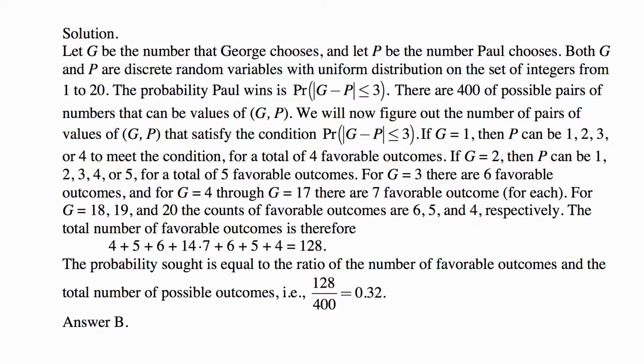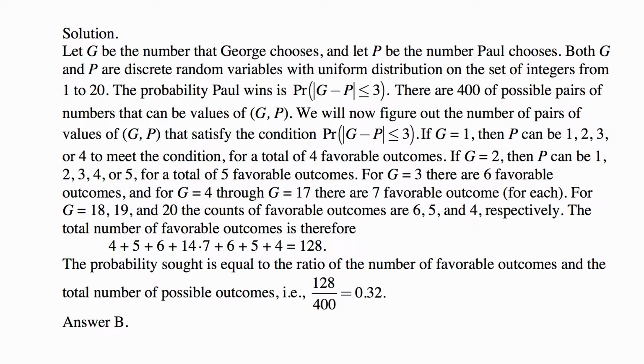For G equal to 4 through G equal to 17, there are 7 favorable outcomes. Basically, 3 to the left, 3 to the right, and the same number as the one that we're looking at. For G equal to 18, 19, and 20, the counts of favorable outcomes are 6, 5, and 4 respectively, just like at the other end for 1, 2, and 3.